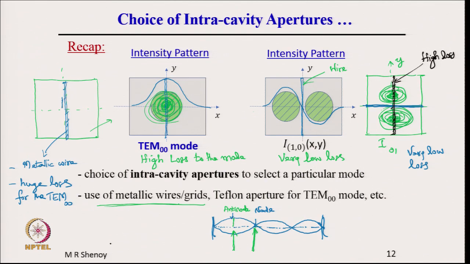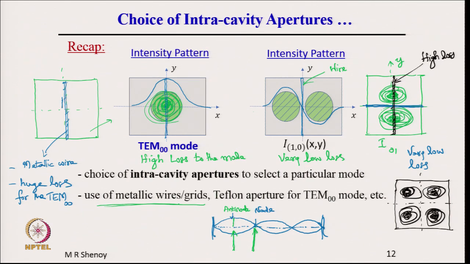Suppose you have the next mode, that is I11 mode. If we take the intensity distribution of the I11 mode, then we know that it will have a variation like this. Maximum here and then contour, maximum here. So, one lobe here and one lobe here. This is the intensity distribution of the I11 mode.